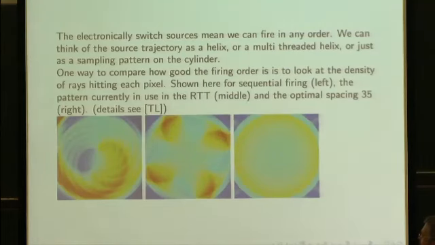So one way to look at it is the density of rays hitting each pixel, which ought to be uniform if it was good. And the sequential firing order has a very non-uniform density of rays hitting each pixel.